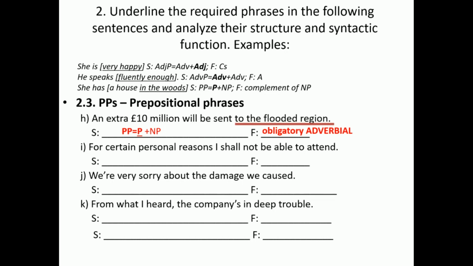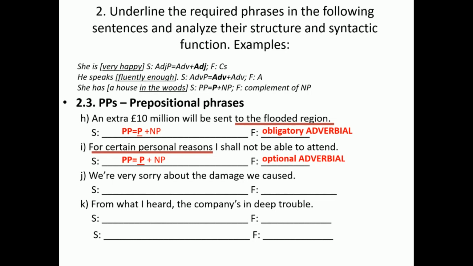element. In the next one, the prepositional phrase is for certain personal reasons. It's P plus NP again, certain personal reasons. Don't forget to circle the head, for. And the function is again an adverbial. This one is optional, and by the way, it's also an adjunct of cause or reason, but we are not interested in that.